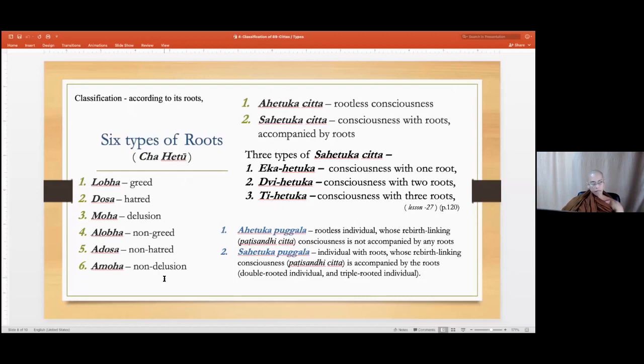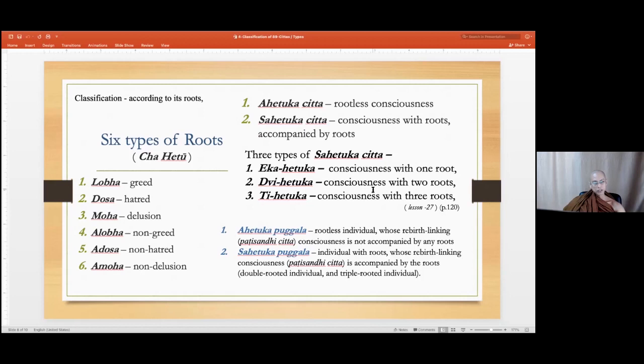If you cannot find any roots in the accompanying factors, that kind of consciousness is called ahetuka, the first type. And if you can find any of them, that type of consciousness is called sahetuka. Among the sahetuka, the second type of consciousness, if we can find only one root among the accompanying factors, it is called ekahetuka, because eka is 1. So one root, ekahetuka.